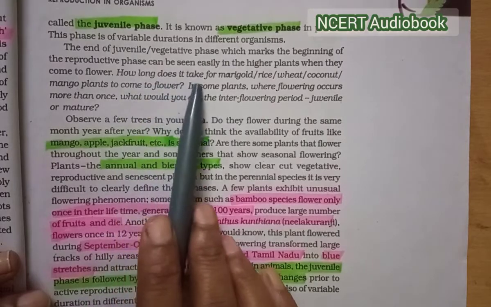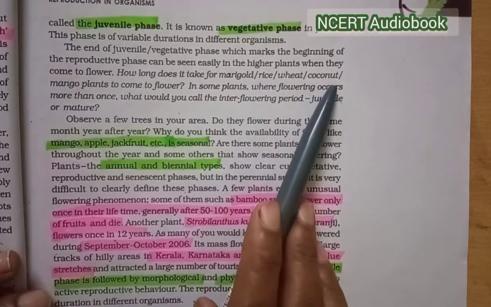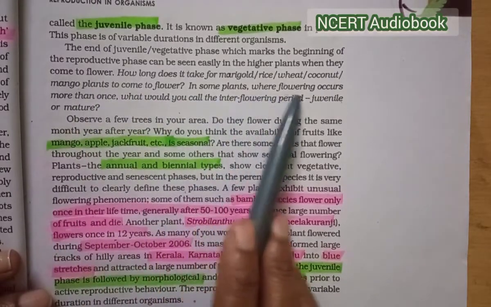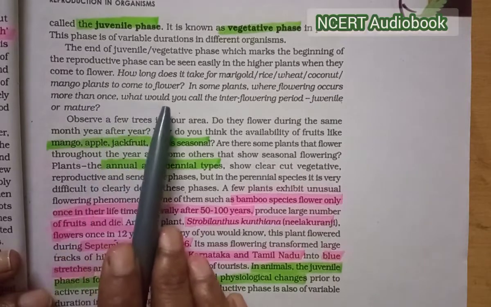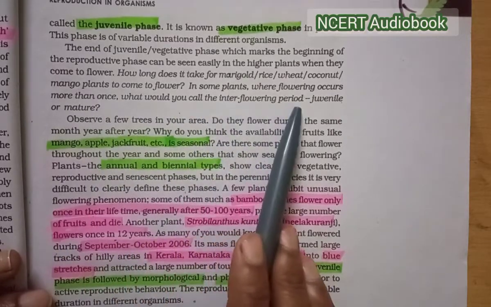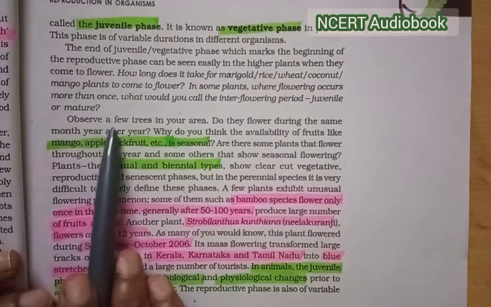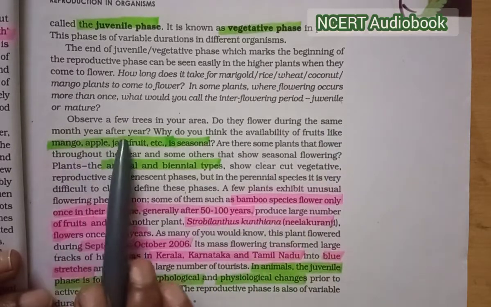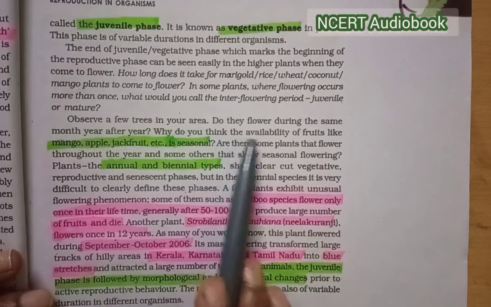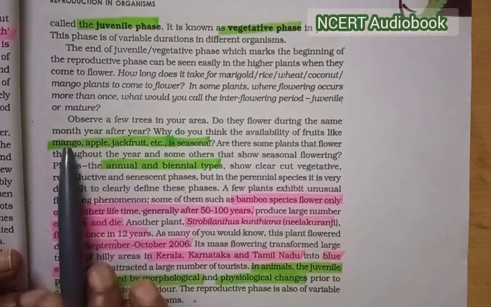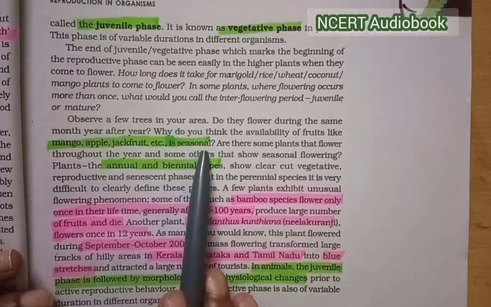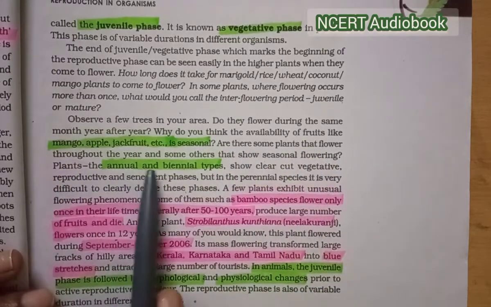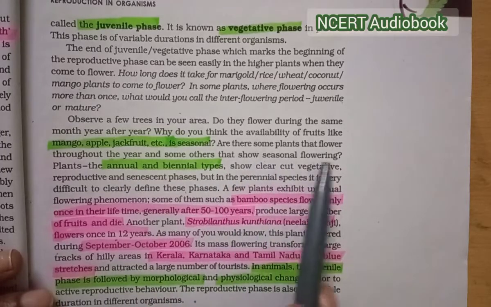How long does it take for marigold, rice, wheat, coconut, and mango plants to come to flower? In some plants where flowering occurs more than once, what would you call the inter-flowering period, juvenile or mature? Observe a few trees in your area. Do they flower during the same month of the year after year? Why do you think the availability of fruits like mango, apple, jackfruit, etc. is seasonal? Are there some plants that flower throughout the year and some others that show seasonal flowering?